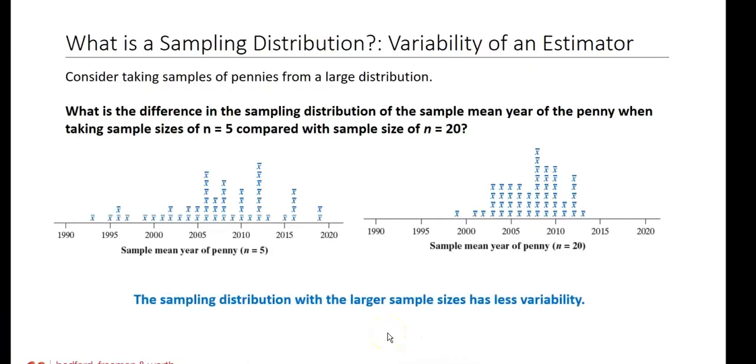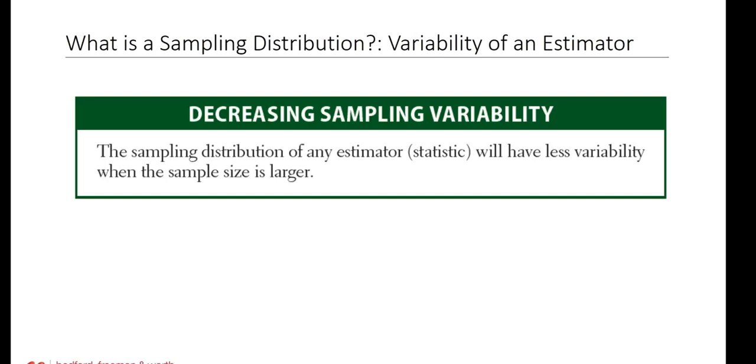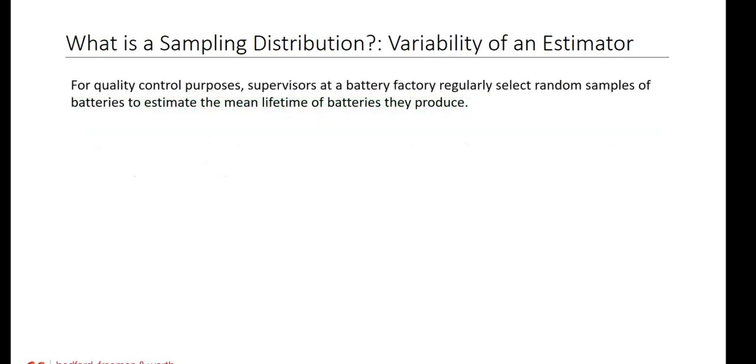The sampling distribution with the larger sample size has much less variability, right? Much less spread or variability in the data. That's true. Decreasing sampling variability means we have less variability when the sample size is larger. So if we want less variability, which is good, we have to use a larger sample size. A larger sample size always helps our data to be better.